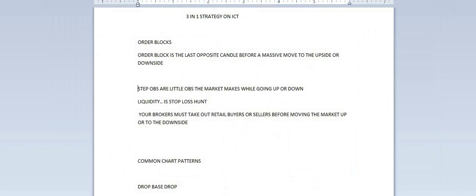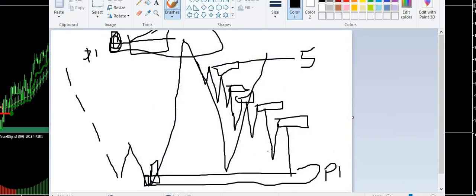So once the market takes you out, let me assume in this scenario some people will be buying here when the market is actually coming down. So the market will just trick you. Let me clear this so that you can see my chart properly. Just give me a second.